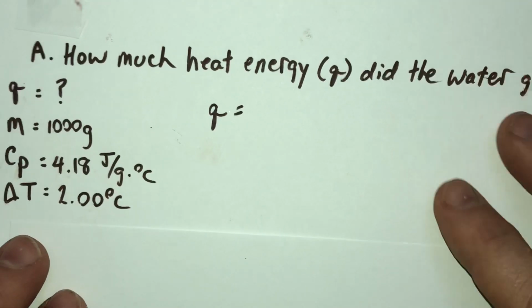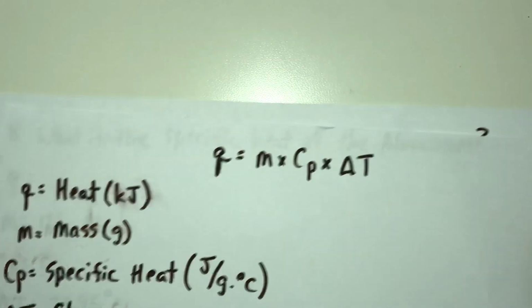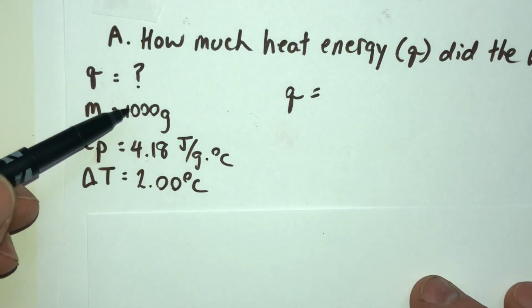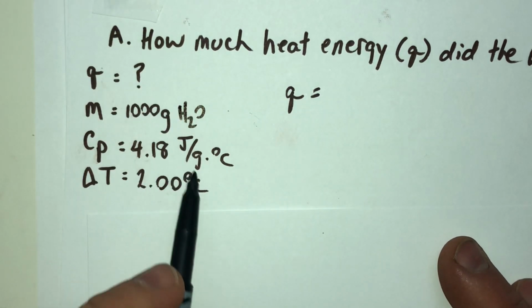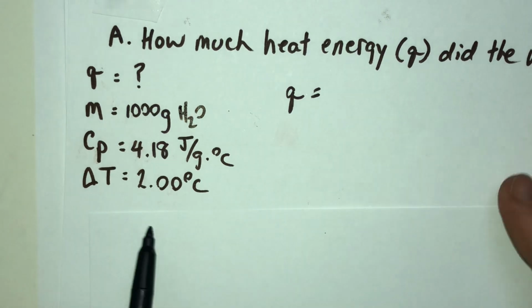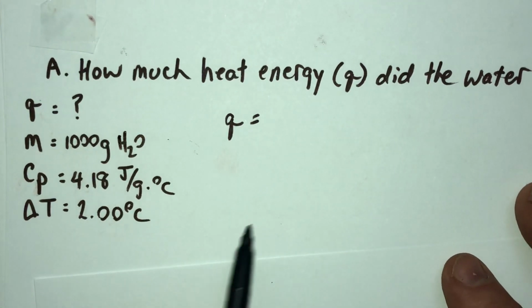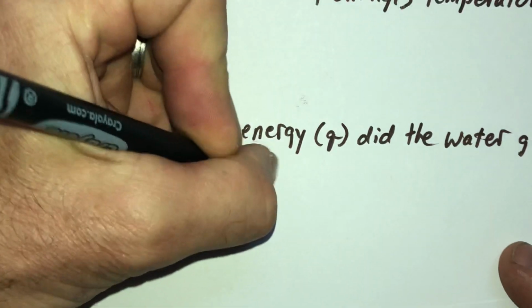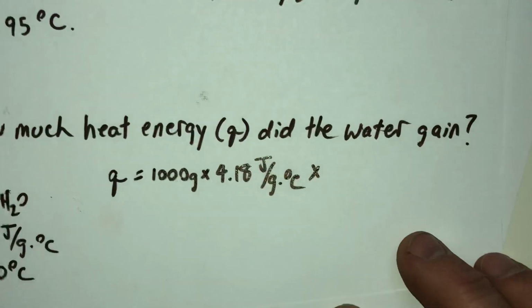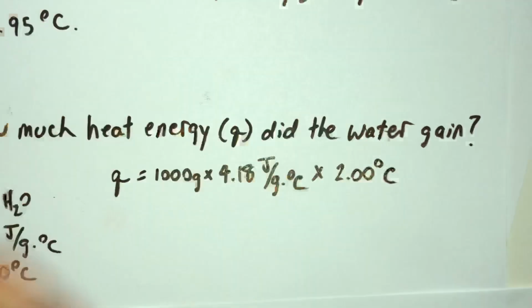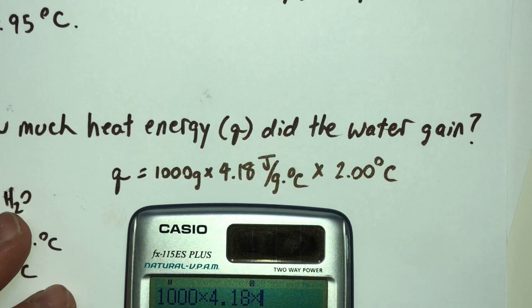So here's all the information that we would need to solve this. This is all based on the original equation. We're solving for Q. It said we had 1,000 grams of water. We know that the specific heat is 4.18 joules to raise 1 gram by 1 degree Celsius. That was given to you in the worksheet. And the change in temperature was 2 degrees Celsius. So to find out how much heat energy the water gained, we just have to multiply all those together. So it's 1,000 grams times 4.18 joules per gram degrees Celsius times 2 degrees Celsius. We're going to multiply 1,000 times 4.18 times 2.